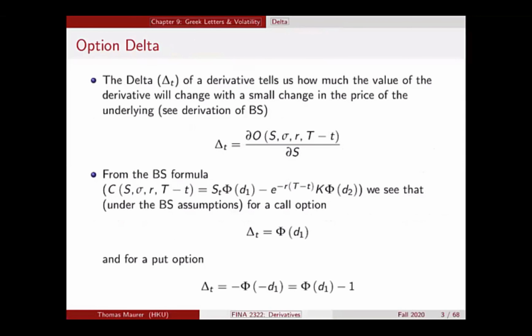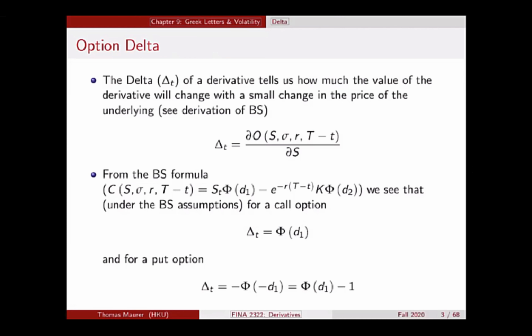So we start with the option delta. The option delta captures how sensitive the option price is, or how much the option price changes as the price of the underlying changes a little bit. Mathematically, it's defined as taking the partial derivative of the option price, where the option price is some function of the price of the underlying, the volatility, the interest rate, and time to maturity. We take the partial derivative of this function with respect to that underlying price.